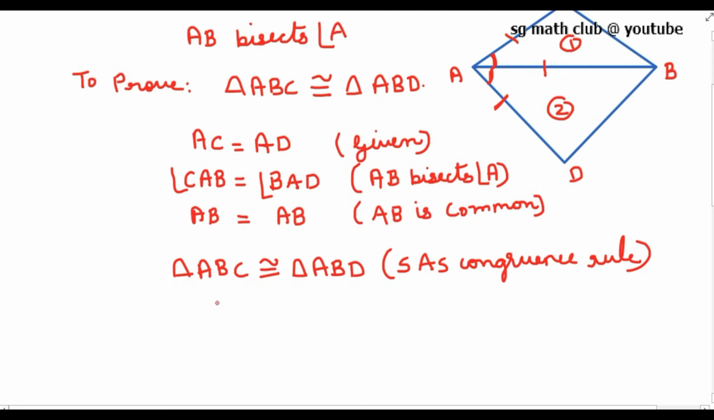And also we need to say, what can you say about BC and BD? We can say that BC will be equal to BD because these two triangles are congruent. Corresponding parts of congruent triangles, the short form you will usually write as CPCT. So BC and BD are the parts of the congruent triangles, so they will also be equal. So these two triangles are congruent by SAS congruence rule.